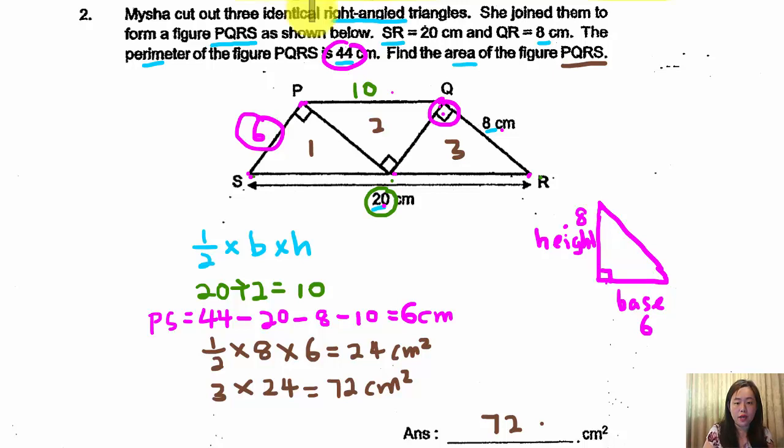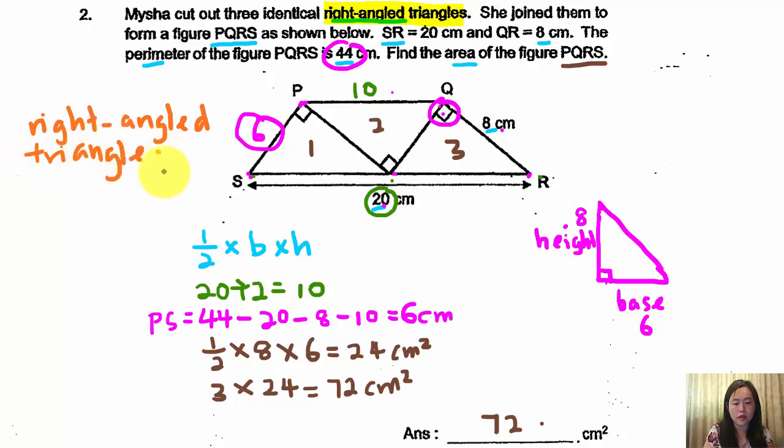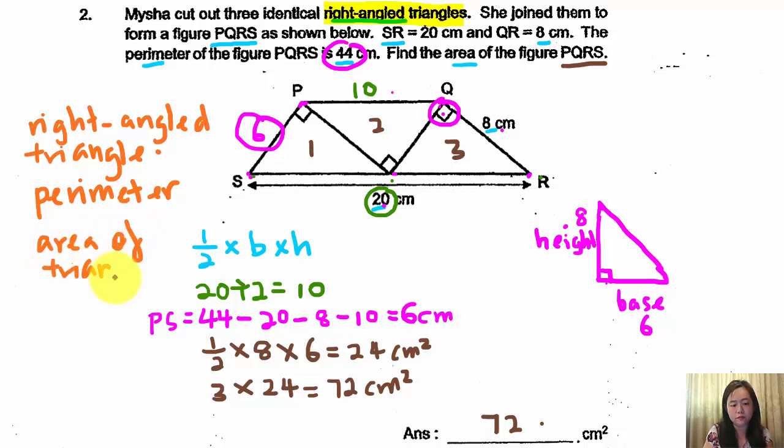So let me just recap the concept here. We need to know right angle triangle, and of course we need to understand the concept of perimeter and also the area of triangle. Let's move on to the next question now.